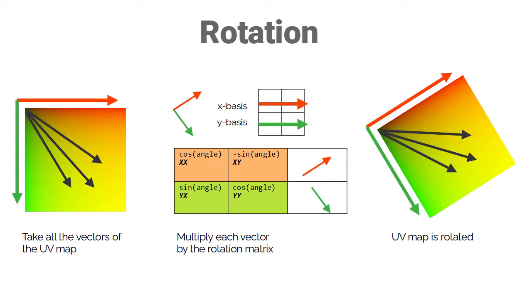Now, in order to make the rotation, we have to multiply the UV map by a rotation matrix. The components of the rotation matrix are the basis vectors x and y, which are rotated by trigonometric functions. As you can see, each basis vector has its x and y coordinates. So we have the x and y coordinates of the basis vector x and the x and y coordinates of the basis vector y.